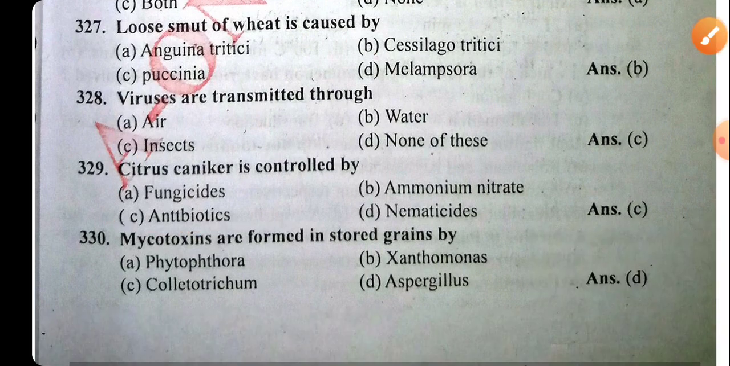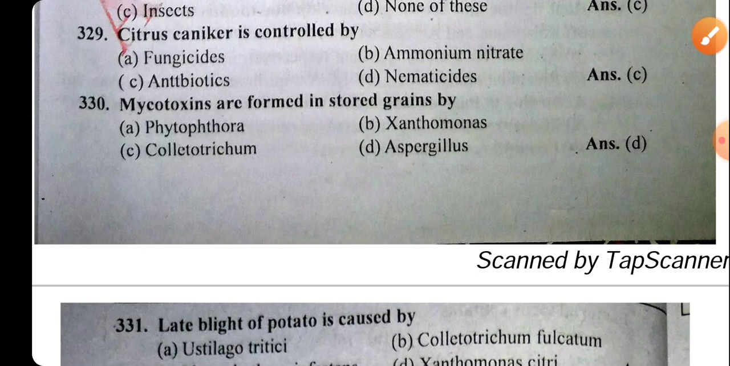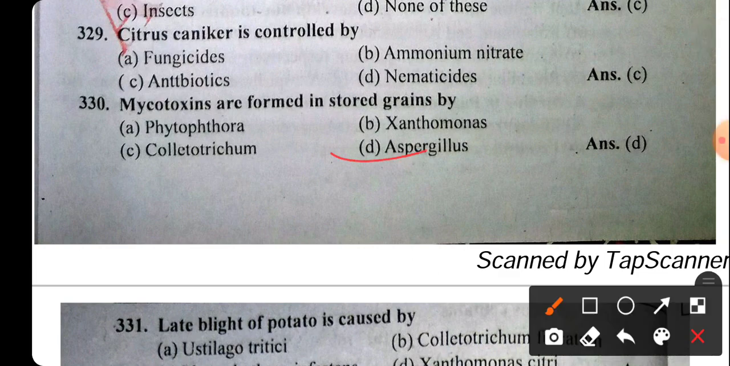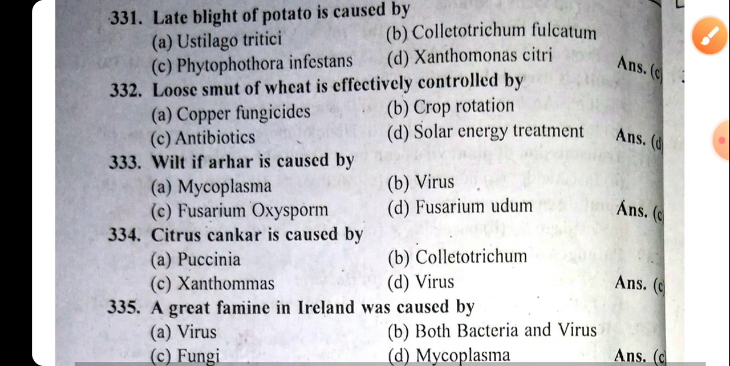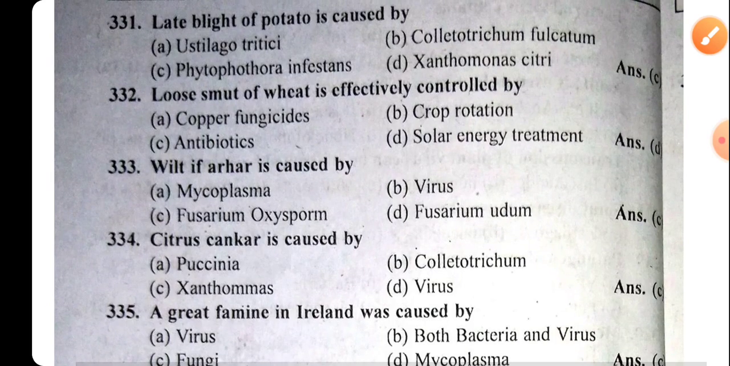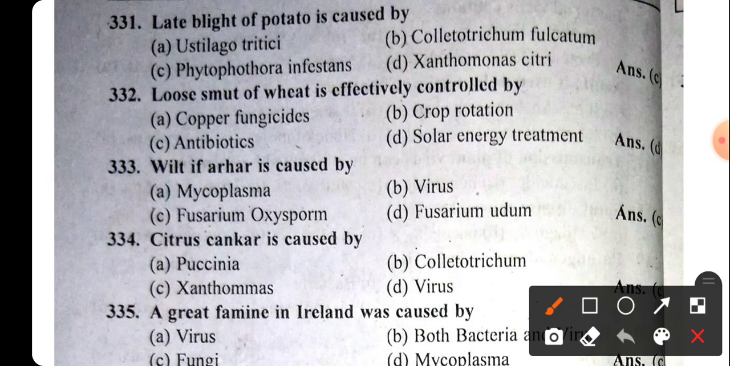Okay. Now the next question is: mycotoxins are formed in stored grains by, that is Aspergillus. Option D will be the right answer. Now the next question is: late blight of potato is caused by Phytophthora infestans, that is option C. We have discussed this question in the earlier videos also. Loose smut of wheat is effectively controlled by solar energy treatment, SET.